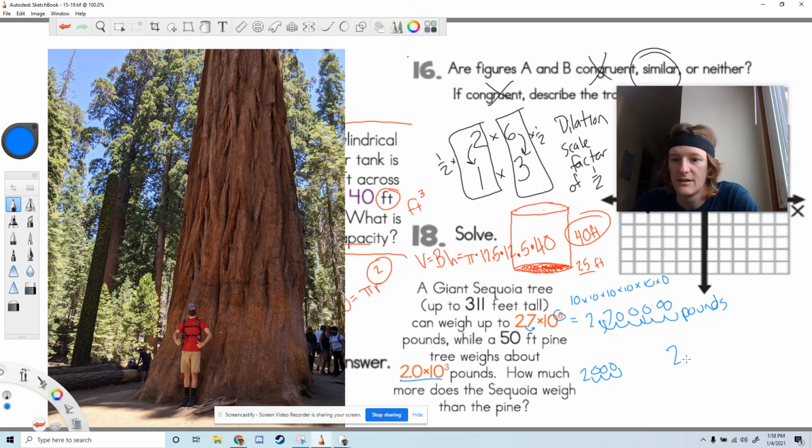So what is 2,700,000 minus 2,000? Because we want to know how much more the sequoia weighs. Go ahead and do that subtraction. Give me the final weight of the difference between the sequoia tree and regular tree.